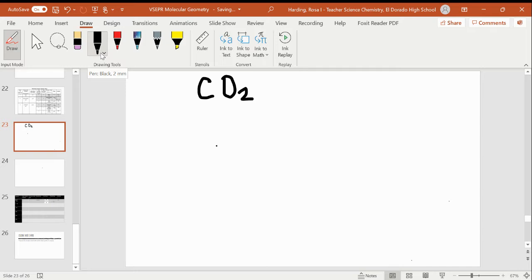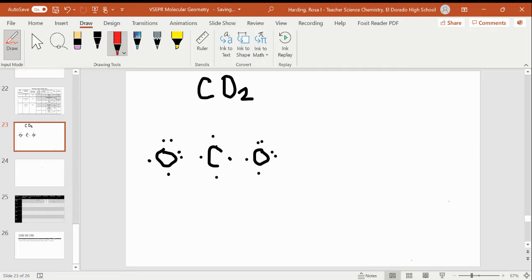So I'm going to put it here in the middle. I also know that carbon has 4 valence electrons: 1, 2, 3, 4. Oxygen is in group 16, so it has 6 valence electrons: 1, 2, 3, 4, 5, and 6. And I'm going to put another oxygen right here, also with 1, 2, 3, 4, 5, and 6.